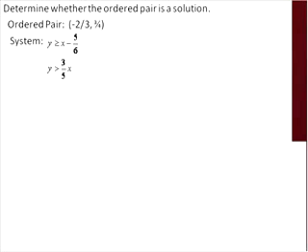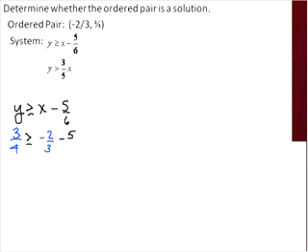We're going to take the ordered pair and put it into the first equation. So we will have the negative 2/3 filled in for x, and the 3/4 filled in for y. So 3/4 again in for y, and negative 2/3 we're filling in for x. And now we'll calculate if this statement is true or false.